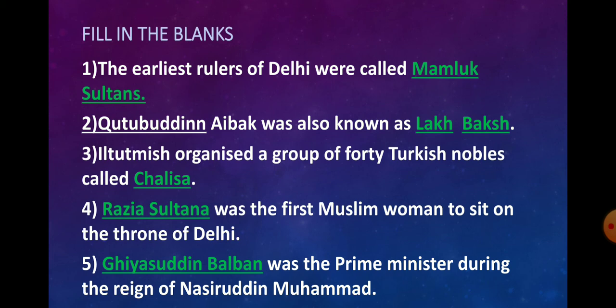The earliest rulers of Delhi were called Mamluk Sultans. Qutbuddin Aibak was known as Lakh Baksh. Now third one, Iltutmish organized a group of 40 Turkish nobles called Chalisa. 4. Razia Sultan was the first Muslim woman to sit on the throne of Delhi. 5. Ghiyasuddin Balban was the prime minister during the reign of Nasruddin Muhammad.